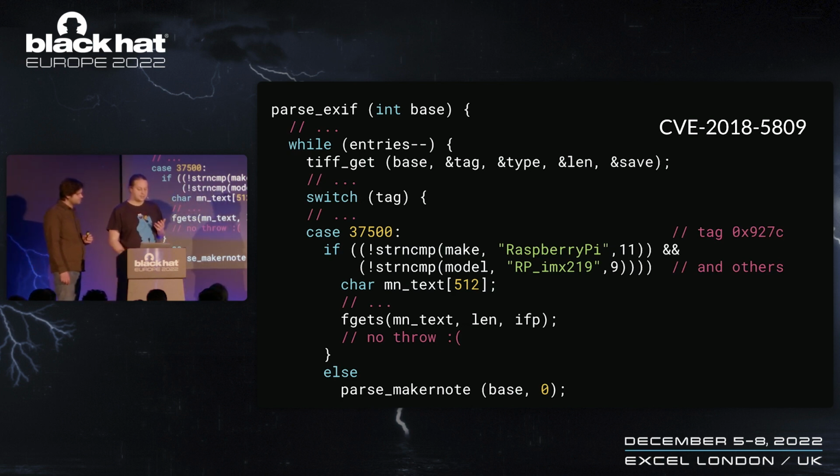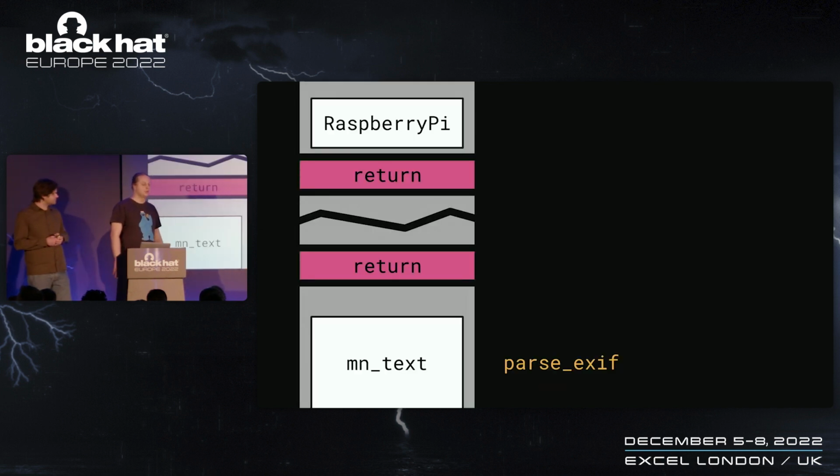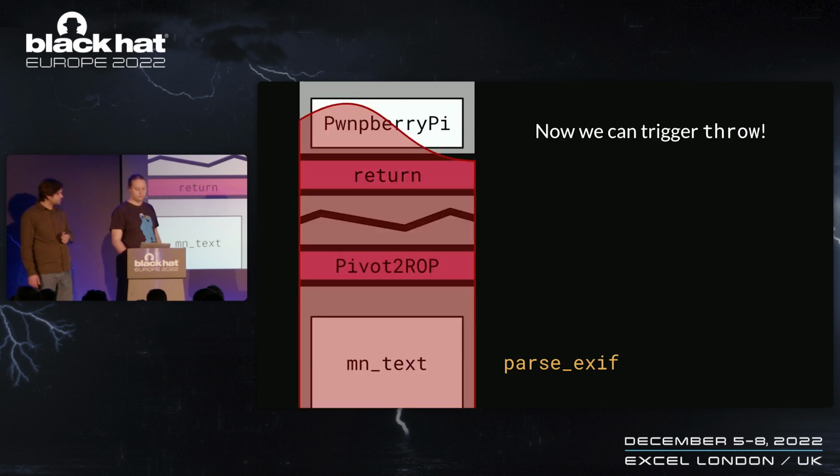Or can we? Let's take a closer look at the stack layout of these functions. Down here, we have the stack frame for parse maker node, and farther up on the stack is the make and the model of the camera. So if we overflow, we can change that make and model from a Raspberry Pi camera to, say, a Pwnberry Pi camera. And then in a subsequent EXIF tag, we can then invoke a throw.